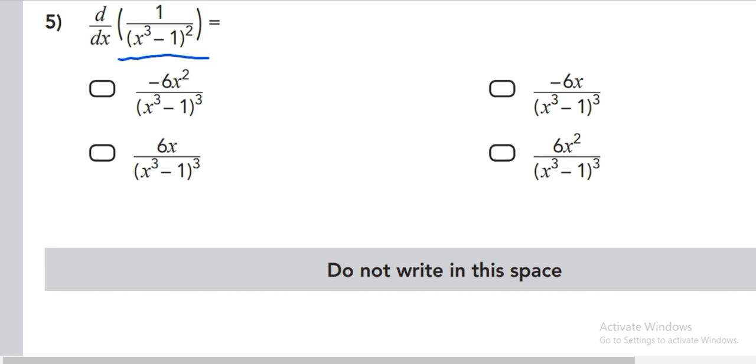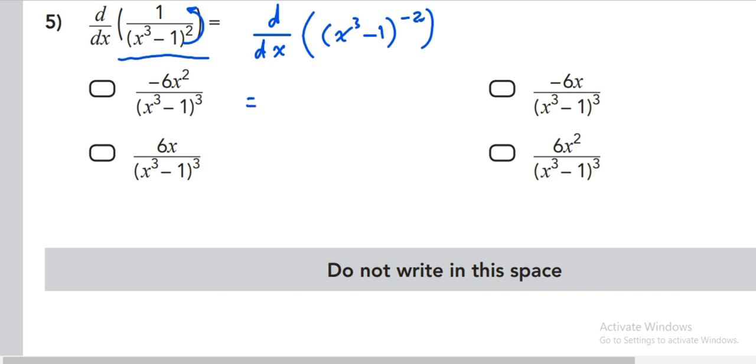Here, this expression, we can change its form. It's 1 over (x to the power of 3 minus 1) all to the power of 2, so we can write it in this form: d by dx of (x to the power of 3 minus 1) all to the power of negative 2. Here it's 1 over, so we write it up with the inverse sign of the power. So here we have a bracket with a power.